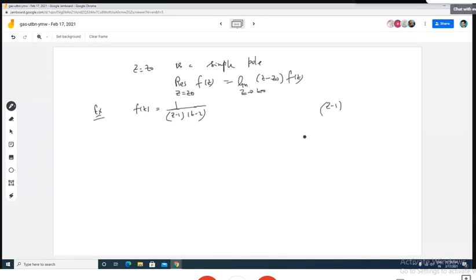So in fact this function has two singularities. At z is equal to 1, at z is equal to 2. Z is equal to 1 and z is equal to 2.